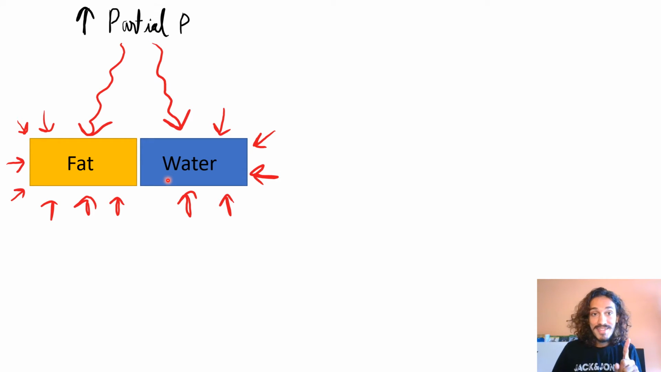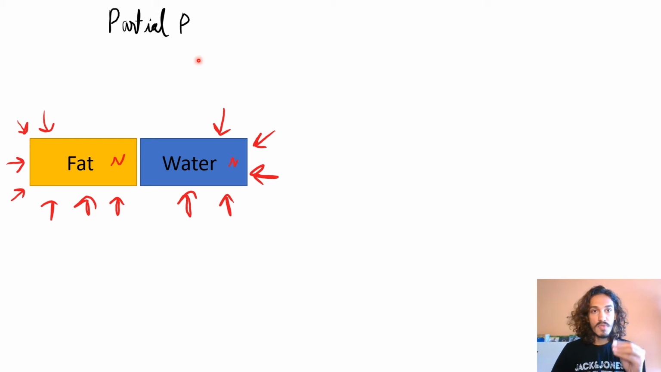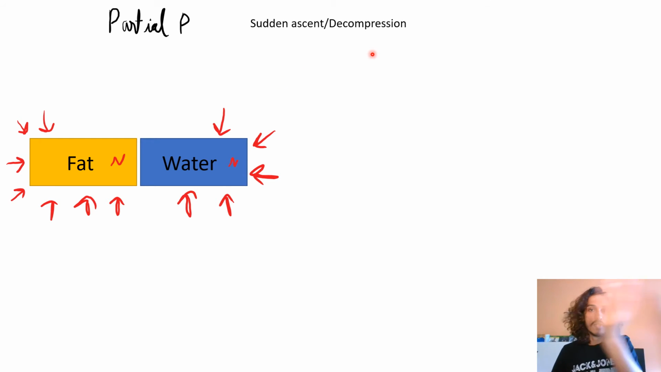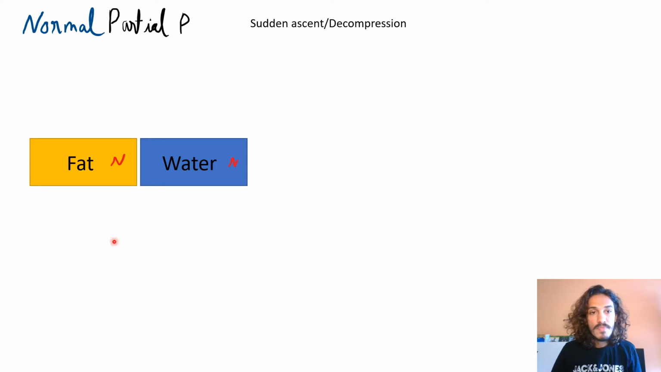Okay, so next, the person ascends subsequently. Now when there is sudden ascent or decompression, the partial pressure has become normal all of a sudden. So this outside pressure is no longer there. But inside, it was solubilized at a very high pressure. So what is going to happen when the person suddenly ascends and the outside pressure is no longer there to keep it inside? It's suddenly going to start coming out. And when that happens, all of a sudden, it starts forming bubbles.